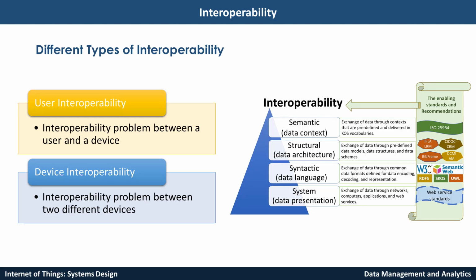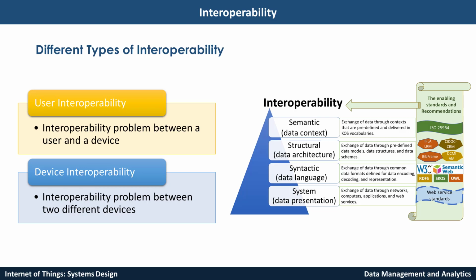There are two different types of interoperability, user interoperability and device interoperability. User interoperability means the interoperability problem between the user and a device. And device interoperability means the interoperability problem between two different devices. We'll talk about an example in the next slide. Before we go to the example, there are levels of interoperability as well.